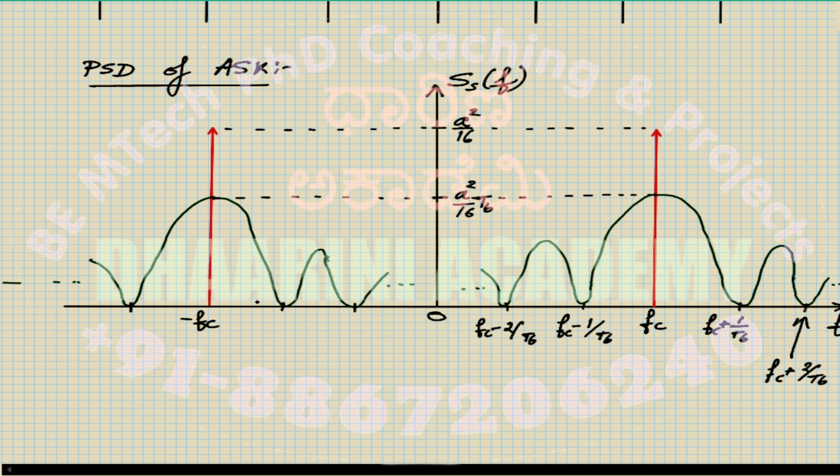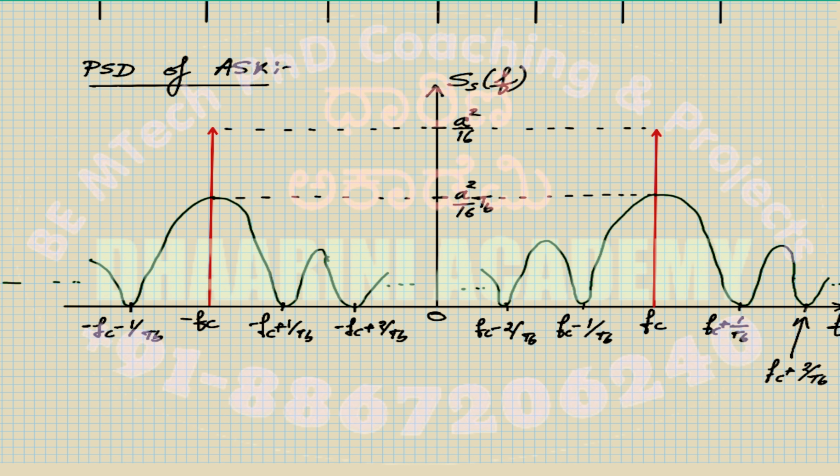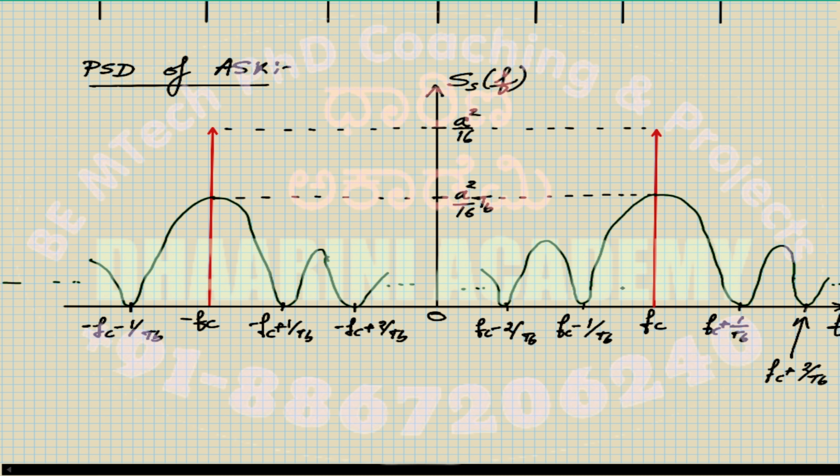Similarly, on the other side, minus fc, I have minus fc plus 1 by Tb, minus fc plus 2 by Tb. On the other side, I have minus fc minus 1 by Tb. Next point will be minus fc minus 2 by Tb, and so on. So the amplitude of the sinc wave is A squared by 16 times Tb, into sinc square.